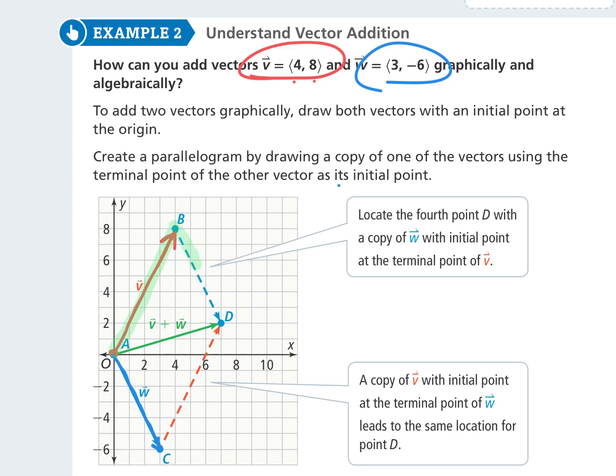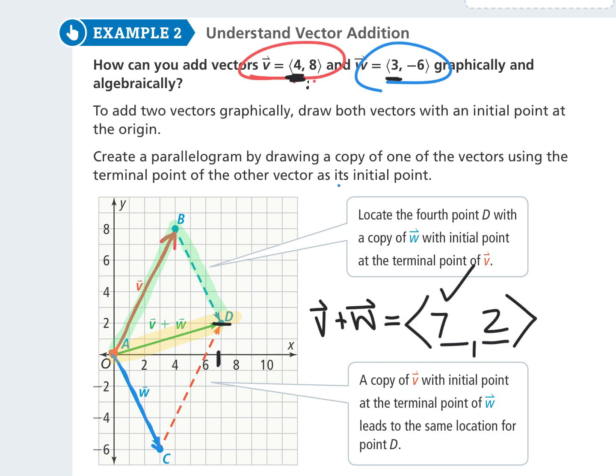And when I add vector w to it, I put it in succession with one another, so head end to tail end. And so the resulting vector is going to be this vector down here, v plus w. And you may notice that v plus w in vector form, the sum of them, is going to be 7, 2. Now, if you look at the original problem, the x component of the v vector is 4. If you add the x components together, 4 plus 3 is 7. And if you add the y components together, 8 plus negative 6 is going to be 2.